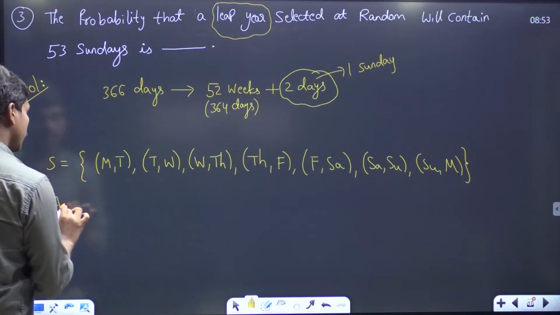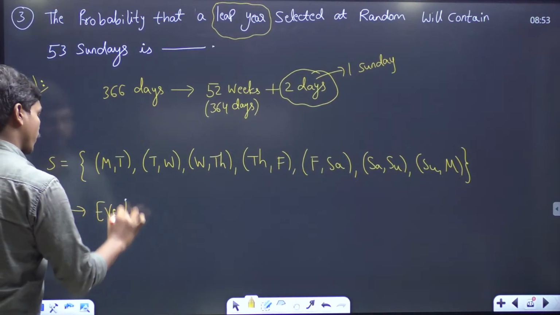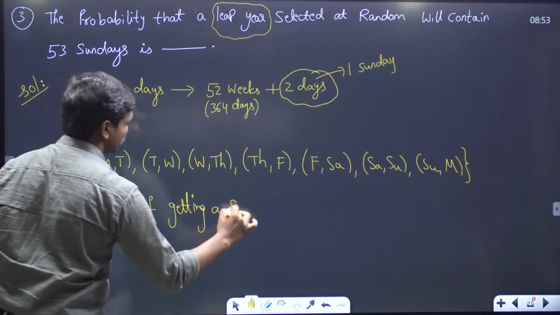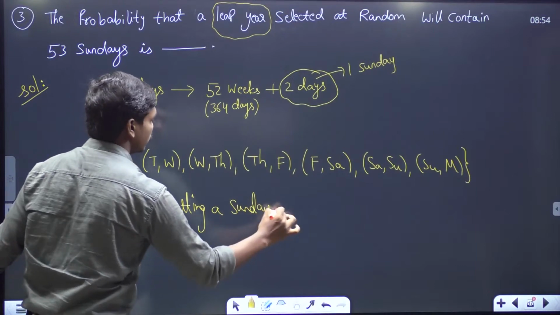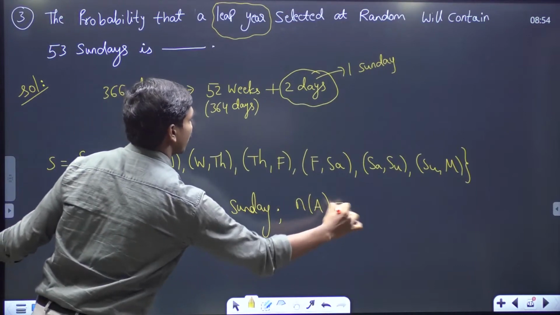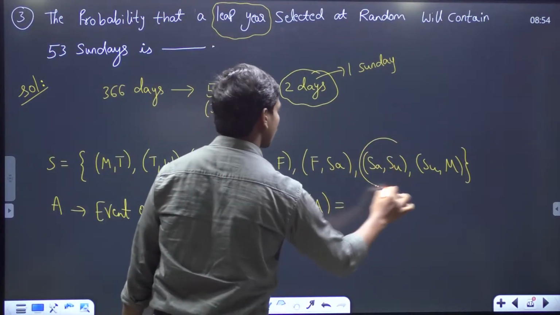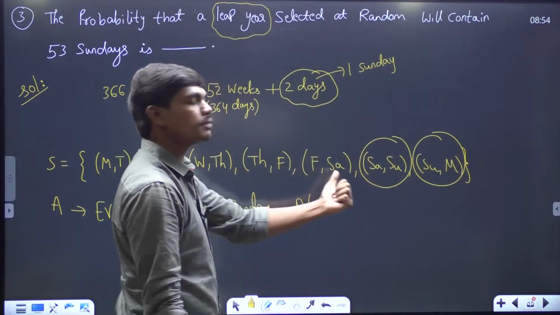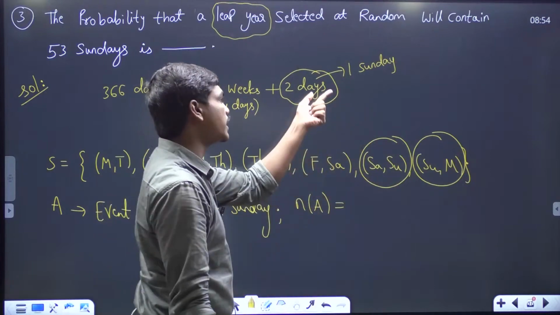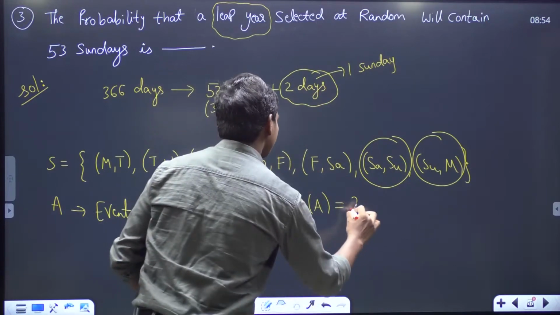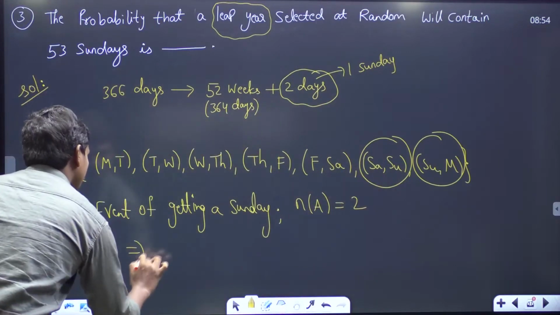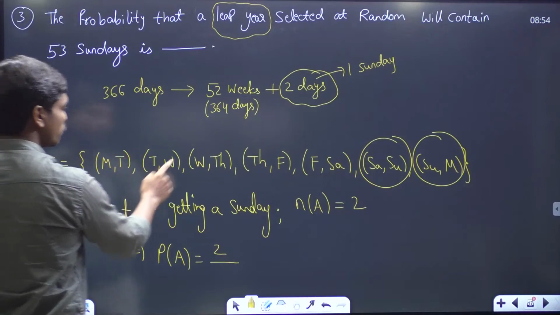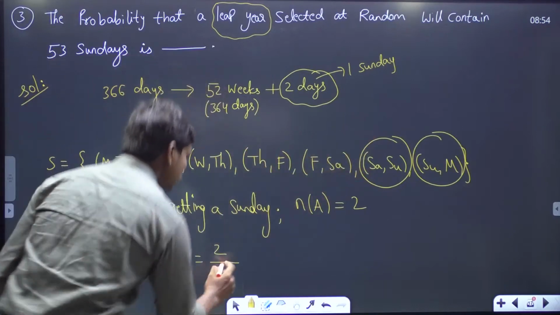Now, A is the event of getting a Sunday. So what could be n of A which could favor this coming of Sunday? If you see, this is one element and this is another element, which means you have 2 elements in this sample space which could favor an extra Sunday coming in these 2 days. So n of A is equal to 2, and this implies probability of A is equal to 2 divided by, what are the total number of elements? 1, 2, 3, 4, 5, 6, 7. So this is 2 by 7.